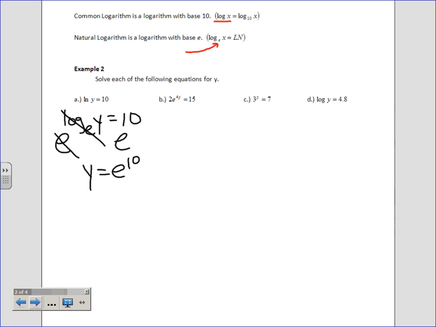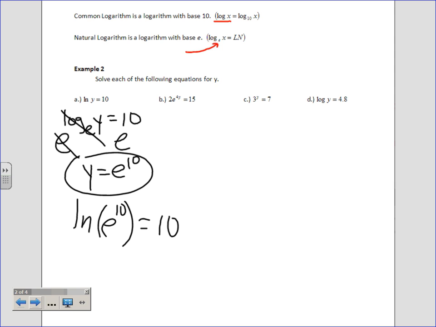Now, if you were clever, you could have come up with that answer a little quicker. Because really it means natural log of what will equal 10? Well, natural log of e to the 10th, will that equal 10? Natural log, it's log base e of e to the 10th equals 10. So does it actually equal 10? Yeah, so that one was a little easier than that, but that's fine. What's different about the second one?